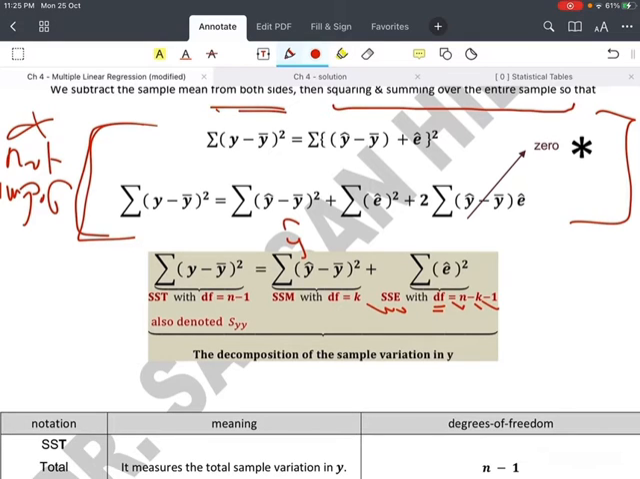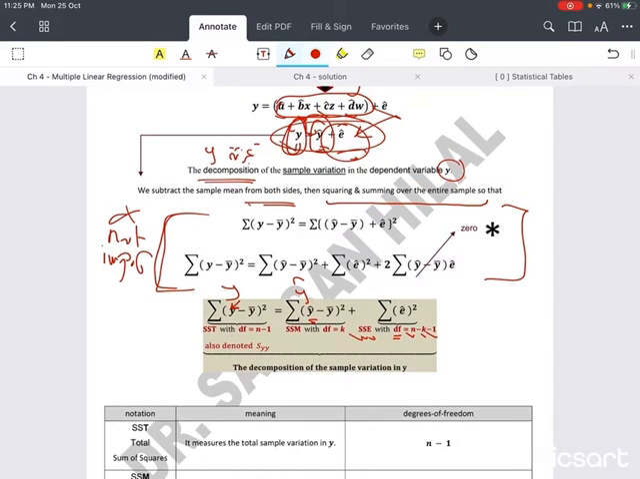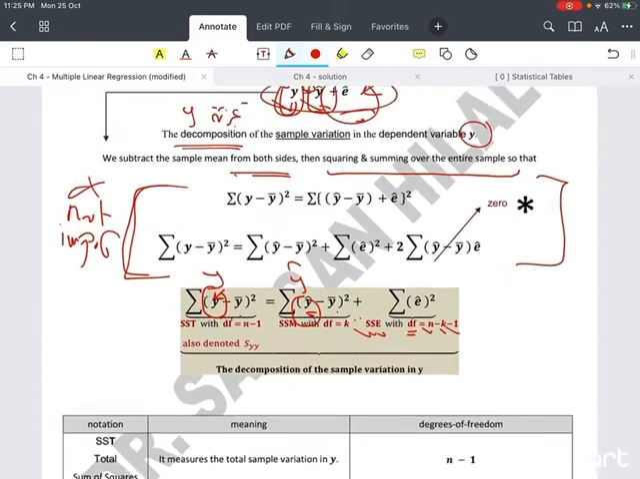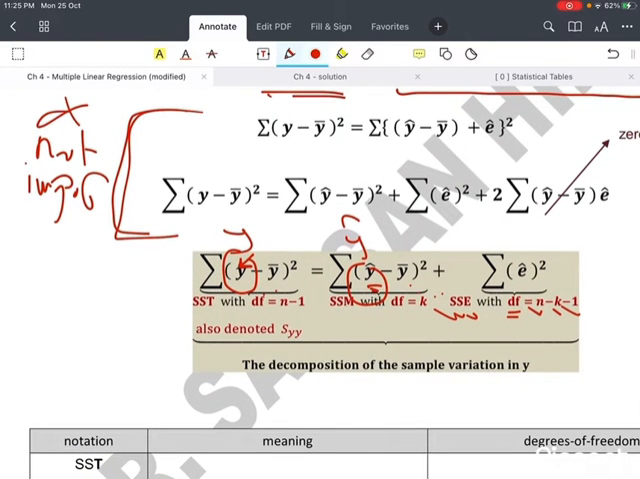Here this will be y hat. So you can find here y hat. This will be y, so you can find here y. Here y hat, right? Here y hat. Both of them minus the y part. But first of all, this will be called SSM, sum square model. And the degree of freedom will be called K.